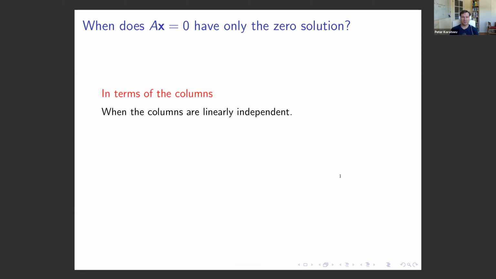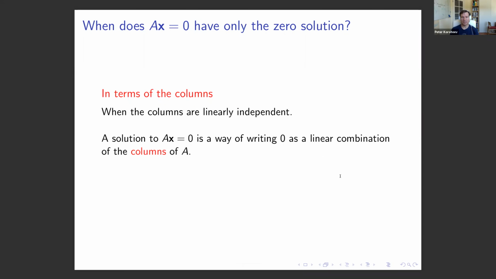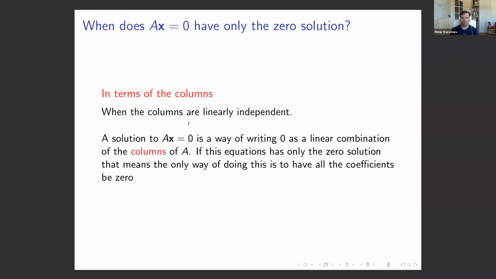Okay, now the same question can be answered in terms of columns: when the columns are linearly independent. A solution of AX equals zero is a way of writing zero, the right-hand side, as a linear combination of the columns of A. And that's precisely the statement of linear independence of the vectors which comprise the matrix A. Every column of matrix A is a vector, and this claim is equivalent to saying that these vectors are linearly independent, and the components of vector X are those coefficients. So if this equation has only the zero solution, that means the only way of doing this is to have all the coefficients be zero, which is the definition of linear independence of the columns.